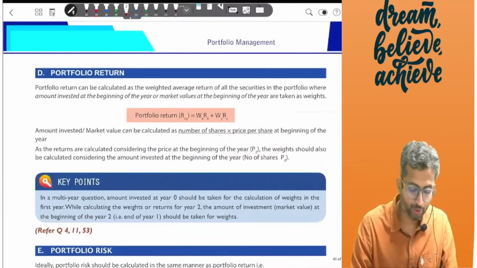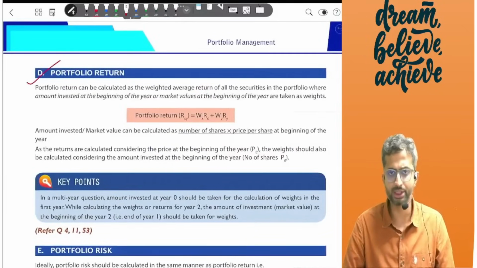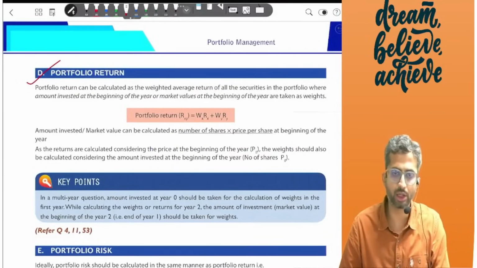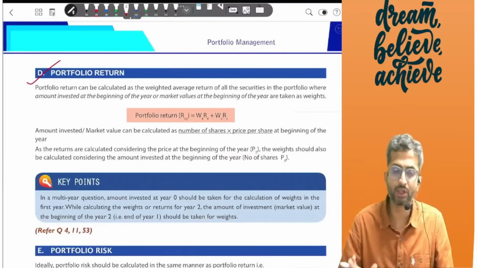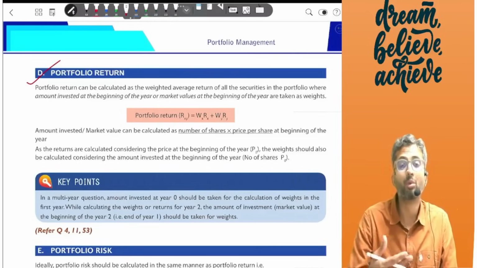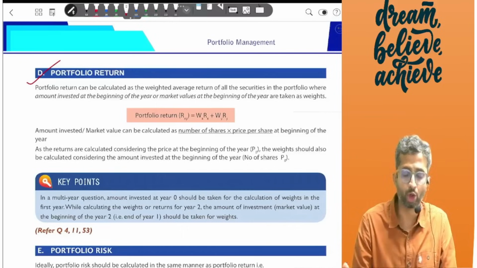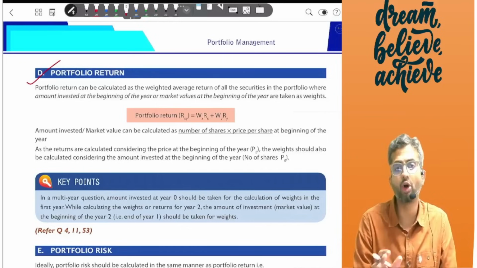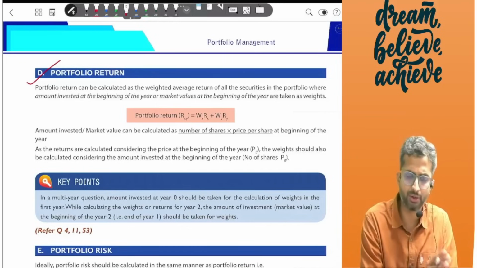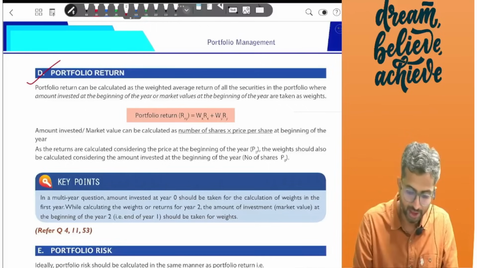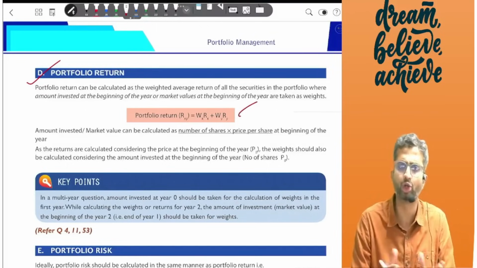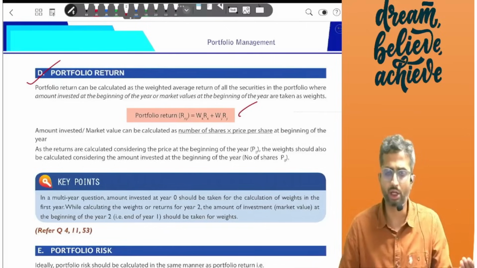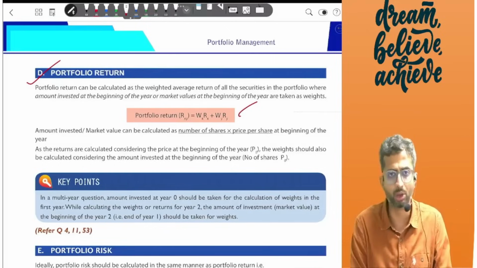Next, you go to portfolio return and portfolio risk. Till now we have focused only on single security return and single security risk. However, we are studying the chapter of portfolio. So for a portfolio, you have more than one security. Let us say there are two securities, in which case the return of the portfolio is a weighted average return, that is weight of A into the return of A plus the weight of B into the return of B. If there are three securities, then you will also add plus the weight of C into the return of C.